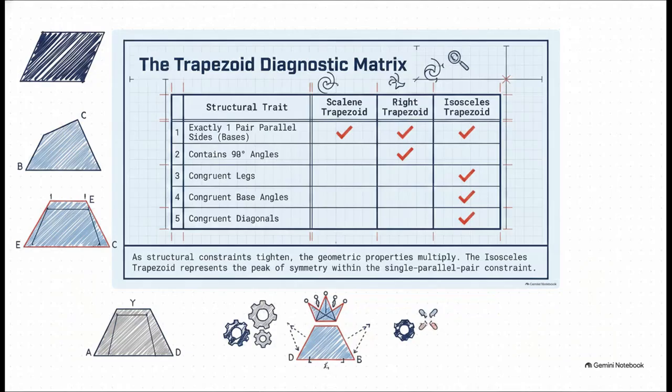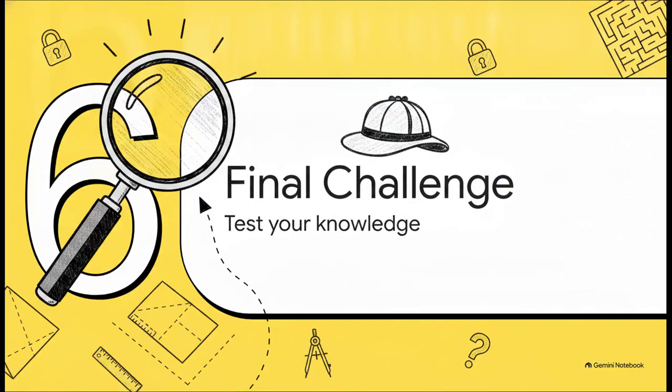Okay, so this crucial point is neatly organized right here in our diagnostic matrix. Let's quickly review the evidence. All 3 suspects, scalene, right, and isosceles, follow our prime directive, meaning they all have exactly 1 pair of parallel sides. But notice how as the structural constraints tighten up, the geometric properties multiply. The right trapezoid adds those 90-degree angles. But the isosceles trapezoid, it represents the absolute peak of symmetry, giving us congruent legs, congruent base angles, and congruent diagonals.